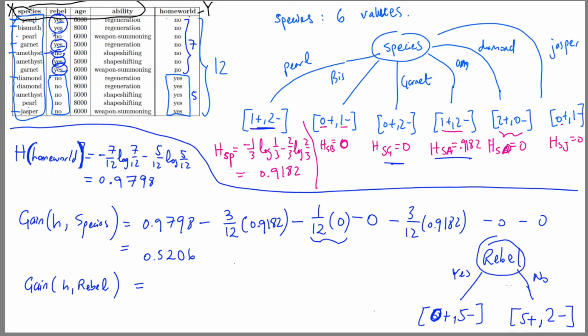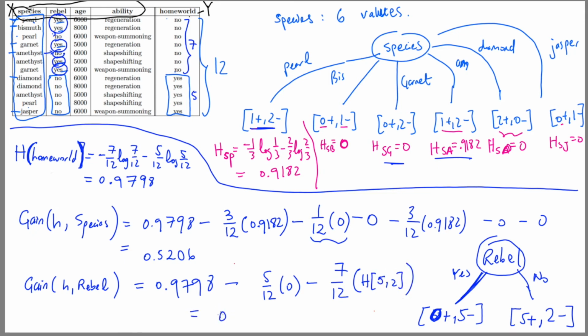And if you look at the entropy here, I won't compute it, but if you look at the gain, you'll get 0.9798. Well, let's just go ahead and compute it. So it's 5 over 12 times the entropy. Well, the entropy here, if you have a 0, you just get 0 entropy. Minus 7 over 12 times the entropy in this region, which is the entropy of the vector 5, 2. And so this number ends up being 0.4763.